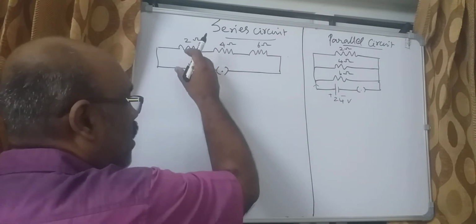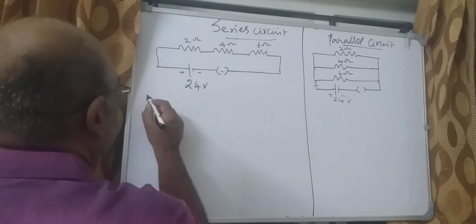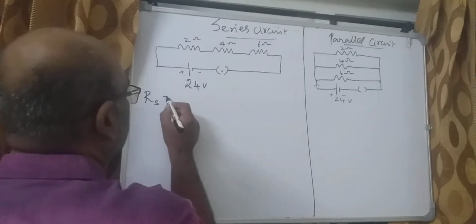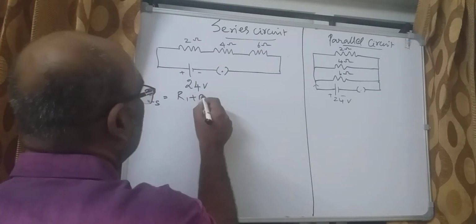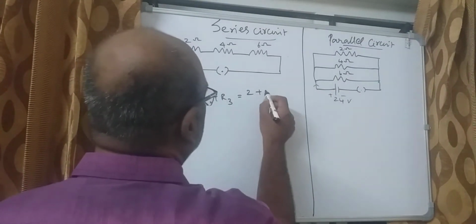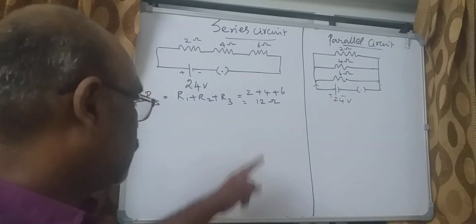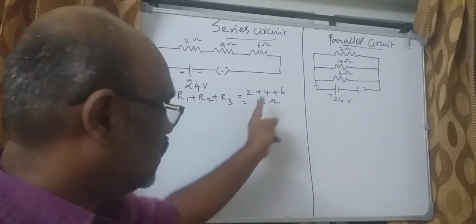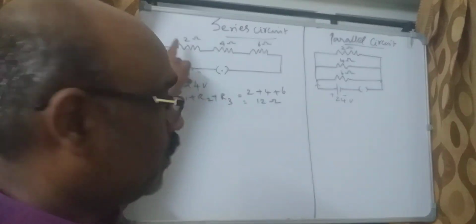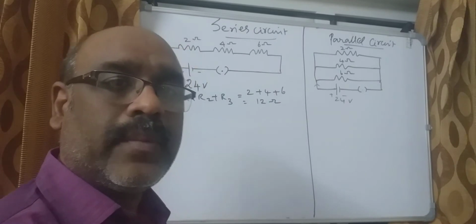So now the effective resistance of the series circuit is Rs, that is equal to R1 plus R2 plus R3, that is equal to 2 plus 4 plus 6, which is 12 ohm. So the 12 ohm is the effective resistance of the circuit. The total resistance of the series circuit is 12 ohm when we give a voltage supply of 24 volt.